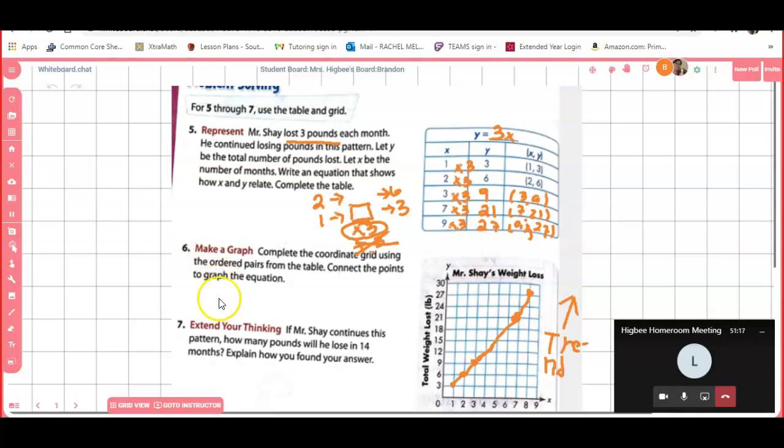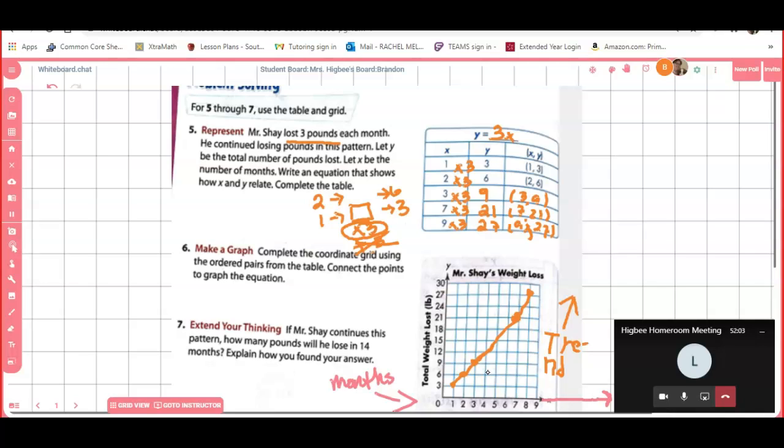Okay, so now let's talk together about number 7. Number 7 says, if Mr. Shea continues this pattern, how many pounds will he lose in 14 months? Explain how you found your answer. So if I'm looking here at the graph, they're asking me about 14 months. Remember the X down here, it's hard to see that label, but the X is my months. So do I have a 14 on my X-axis right now? I do not.